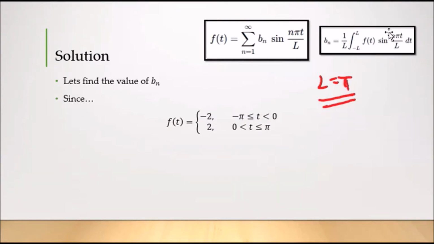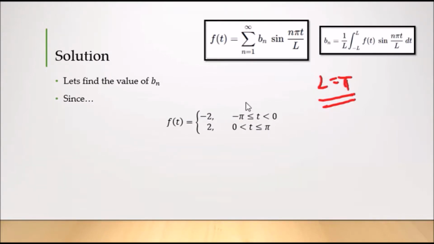The function f(t) is split into two parts, minus 2 and 2. And because the range is now from minus pi to positive pi, we need to split this into two integrals: going from minus pi to 0, evaluating the value minus 2, and from 0 to pi, evaluating positive 2, times this sine term. So let's write this down here.